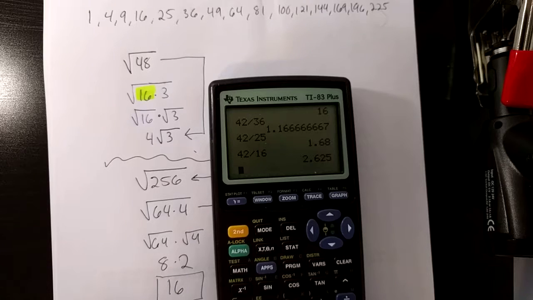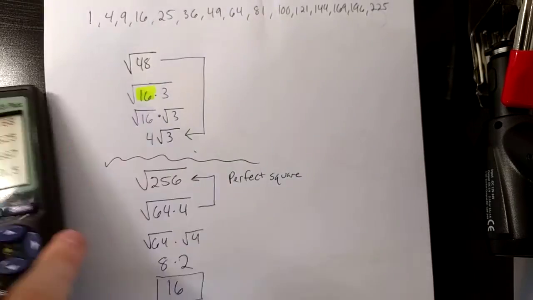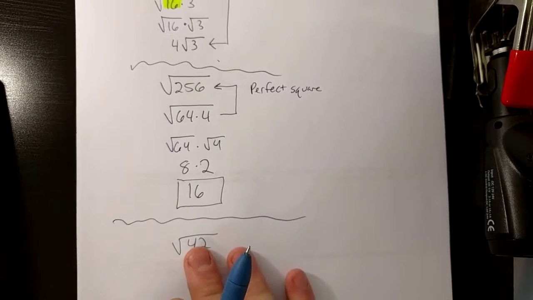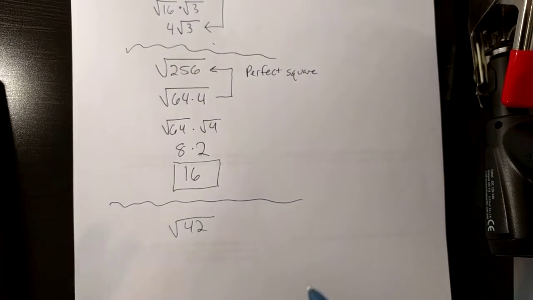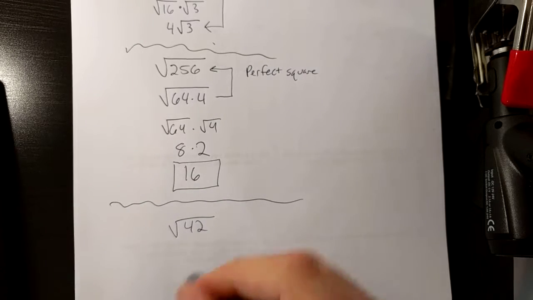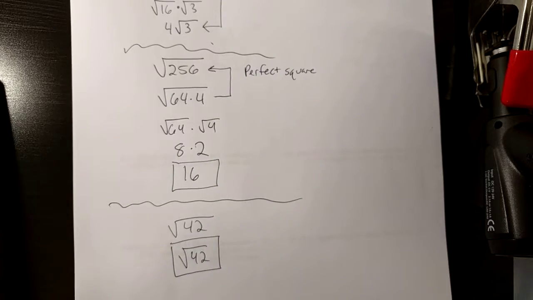That's exact, but not an integer. 2.625. 42 divided by 9. Nope, not an integer either. 42 divided by 4. Maybe. 10.5, close, but not an integer. So that means that I have no hidden perfect squares in here. So if there are no hidden perfect squares, I can't simplify it anymore. It's going to stay, as a final answer, the square root of 42.